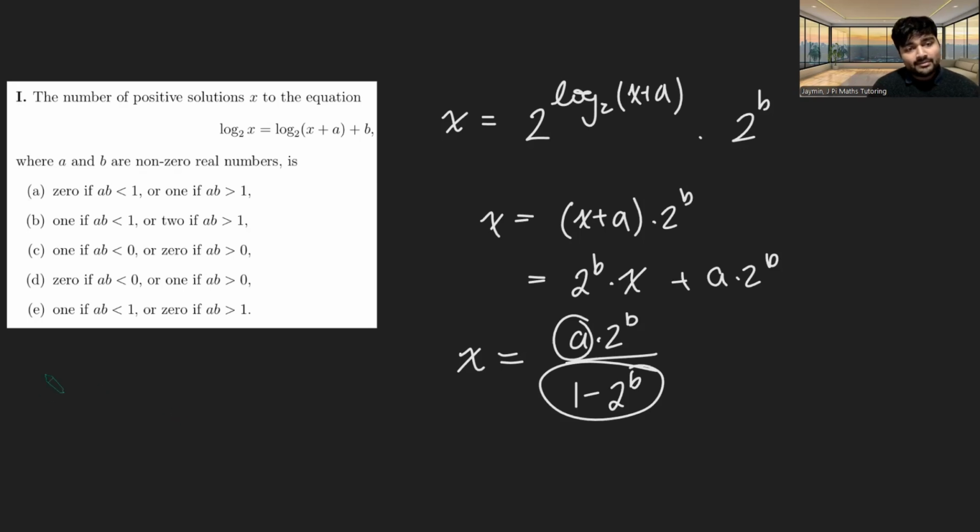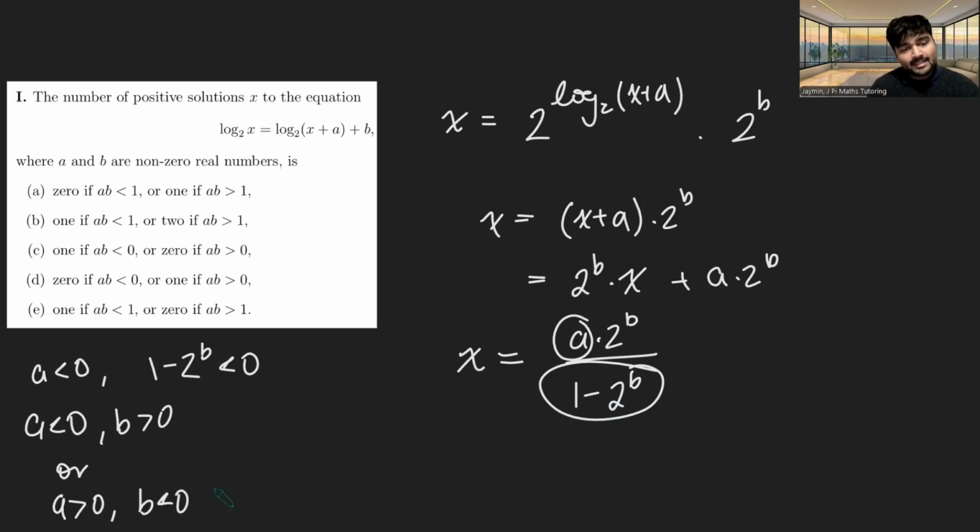Okay, so if they're both negative, i.e. if a is negative, then what do we need here? Well, we need 1 minus 2 to the b to be negative. That just means 2 to the b has to be pretty big, just bigger than 1. And that just means b has to be positive. So either we have a is less than 0 and b is positive, or the other way around, which would be a is bigger than 0 and b is less than 0. And if you notice in both those scenarios, one number is positive, one number is negative, and so therefore, in either case, we need a times b to be less than 0.